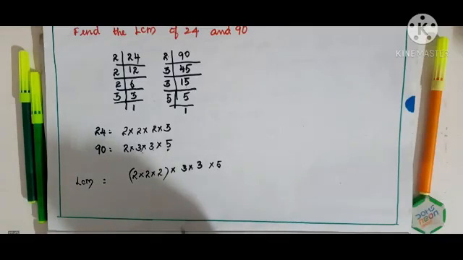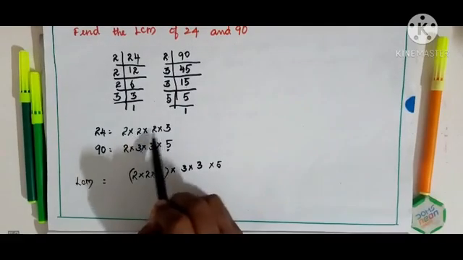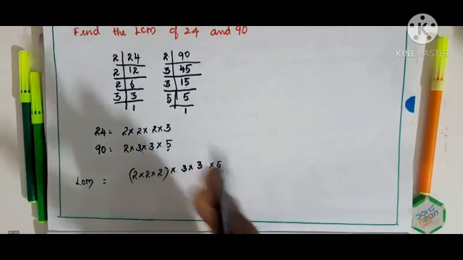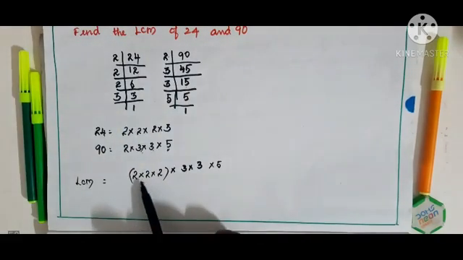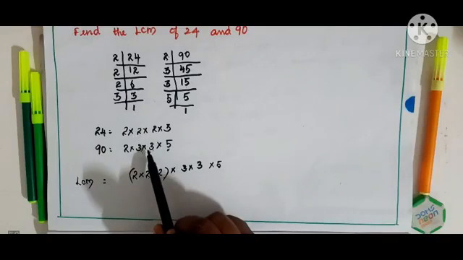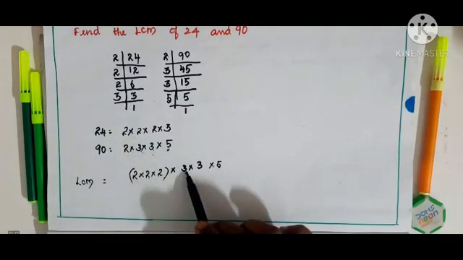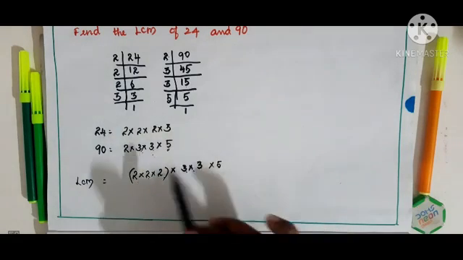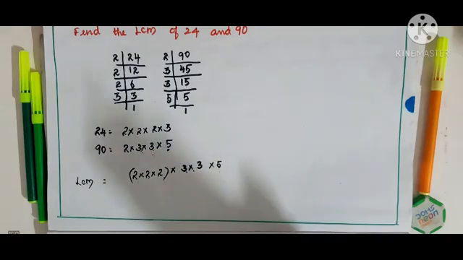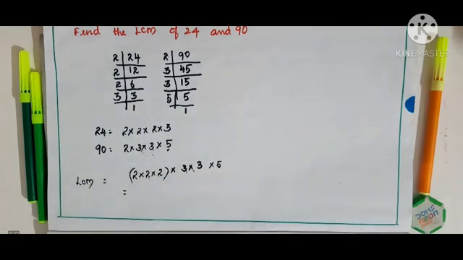Is it clear? Once more I repeat. Here the 2 occurs a maximum number of times of 1, 2, 3. It occurs 3 times, so you consider this first: 2 into 2 into 2. You can leave the other 2. Next, here 3 occurs only once, but here it occurs 2 times. You take the maximum number of times alone, so 3 into 3. Next you take 5 alone. Is it clear? Now you can multiply and write.